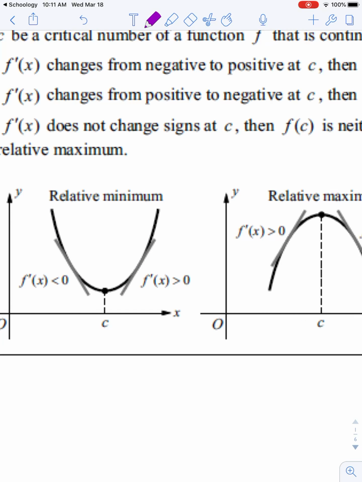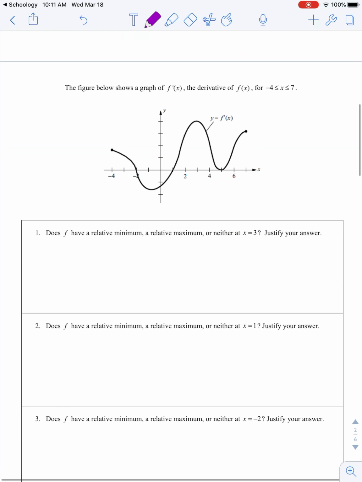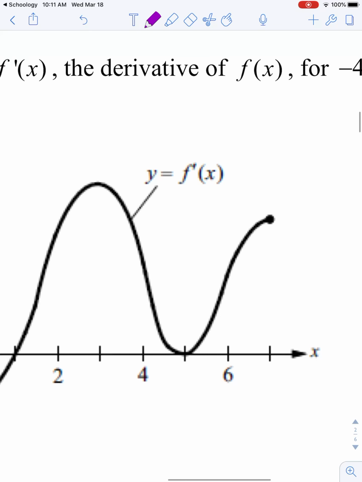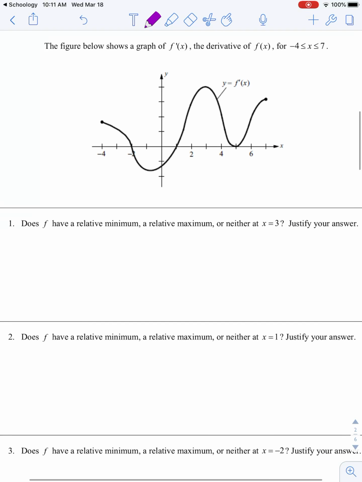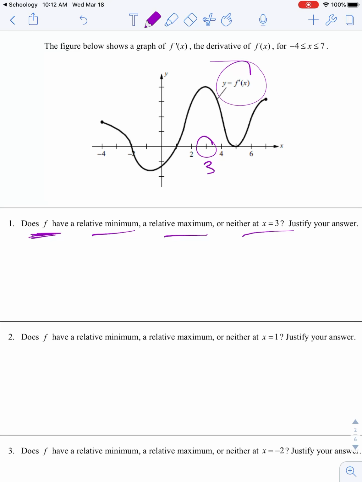Okay, so let's take a look at these quick. Always pay attention when you're given the graph, what the graph is of. This is the graph of the derivative of f. So you really got to be careful with that. So number one says, does the function f have a min, max, or nothing at 3? So here's 3. That's where we're looking. We want to know the function. This is the derivative. So we got to use the derivative to answer questions about the function.